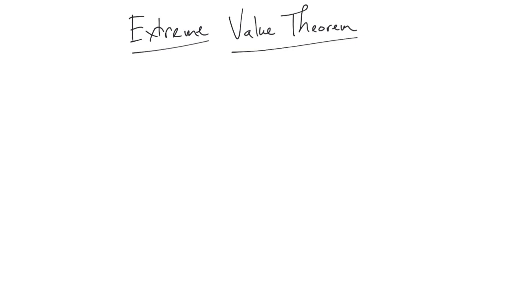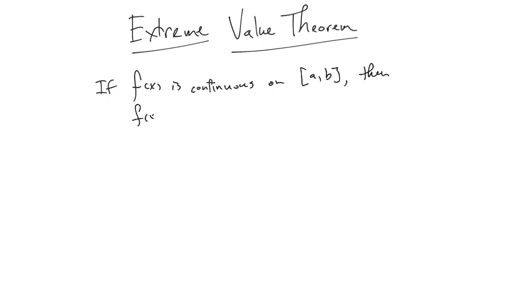The way that we say this in calculus is if f of x is continuous on a closed interval, say a to b, then f of x has a minimum and a maximum value. In calculus, we usually refer to this as an absolute minimum and maximum on the interval a to b, right?